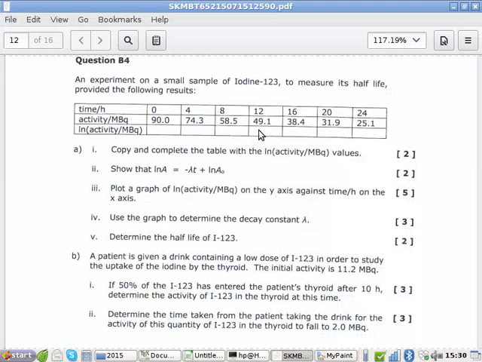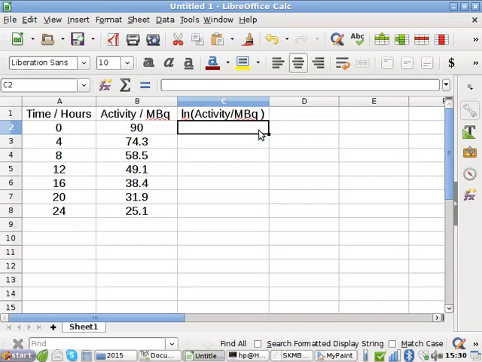Now, I typed the numbers into the spreadsheet here. So what was the first thing we had to do? We had to get the log. How many marks was that? 2 marks. Do you know how to use your calculator? Then you should get 2 marks. So, log the activity. How many digits should I use? I think it's more than enough here to go for 2.